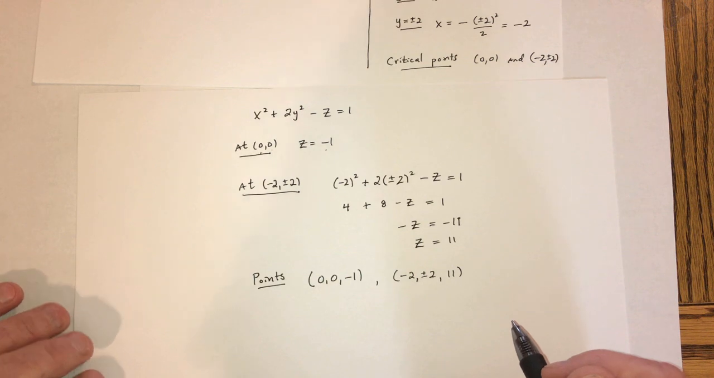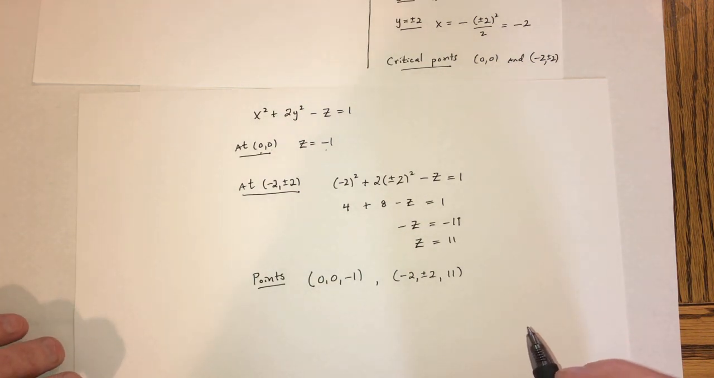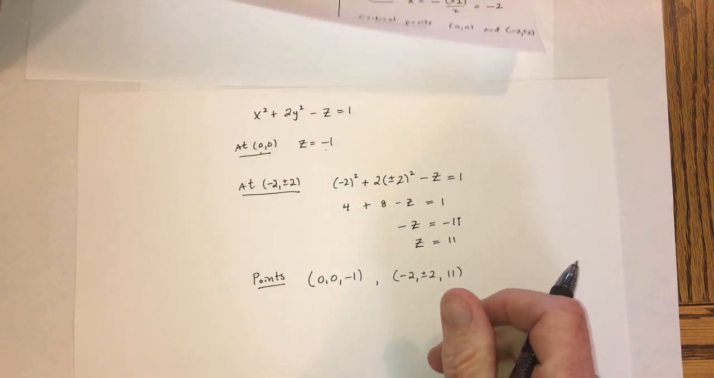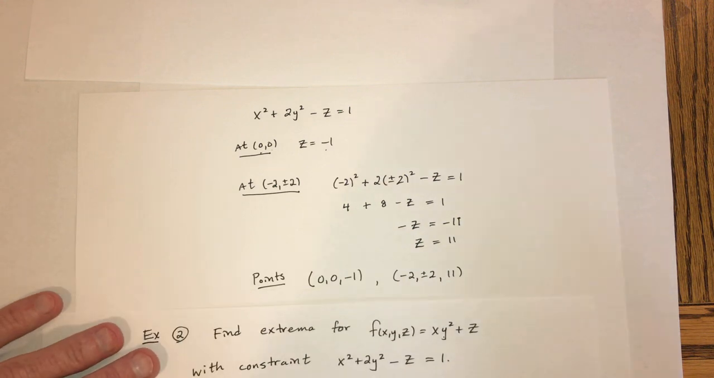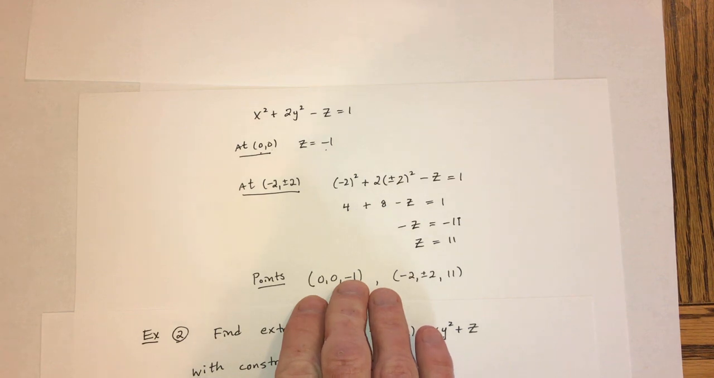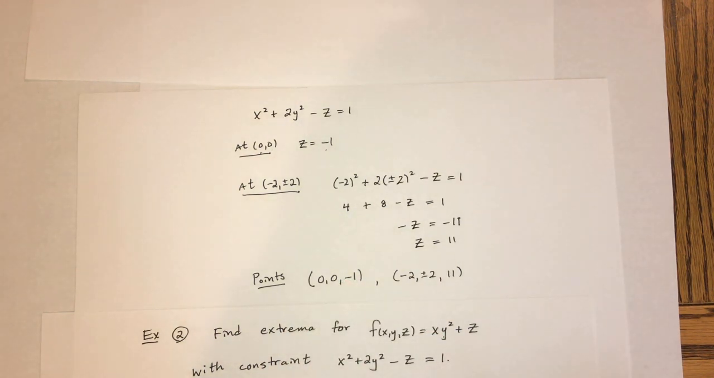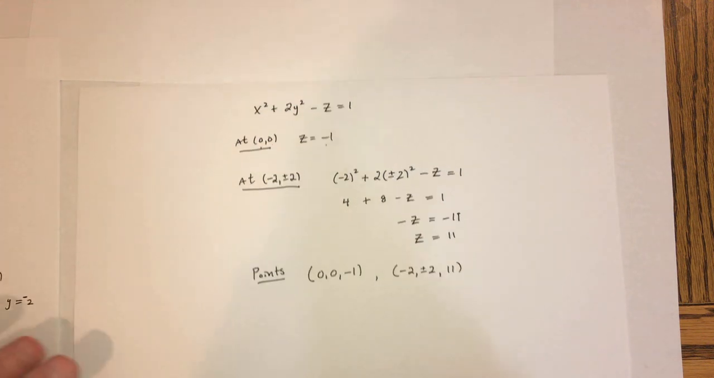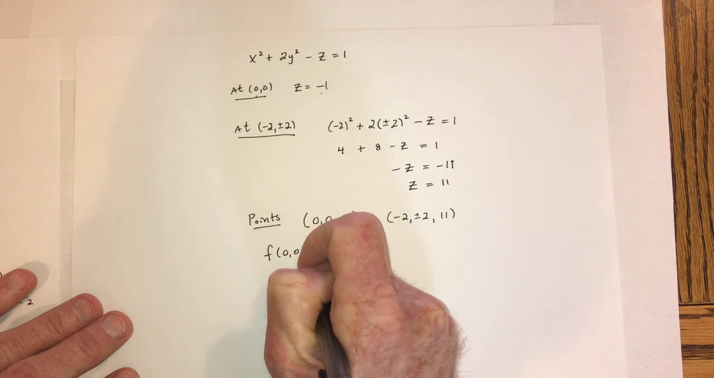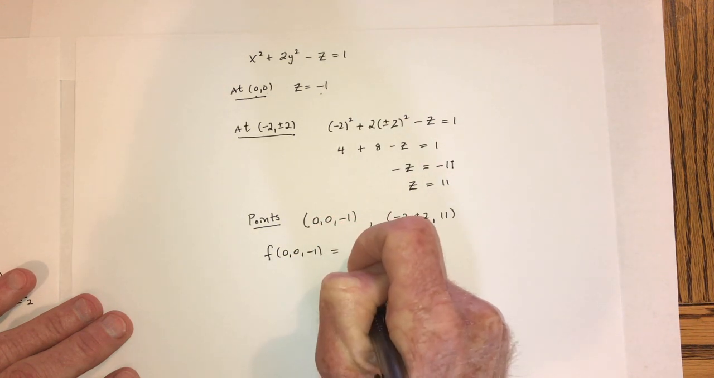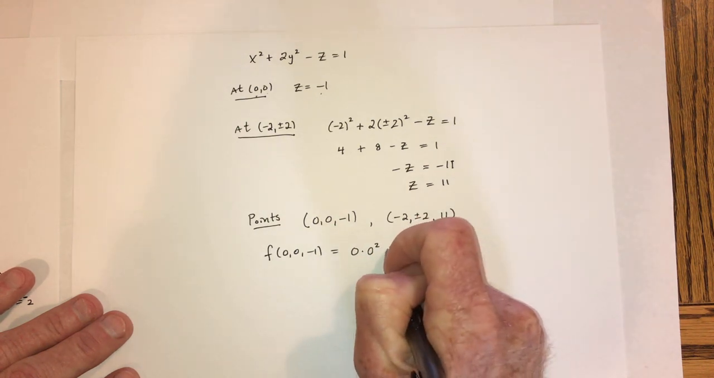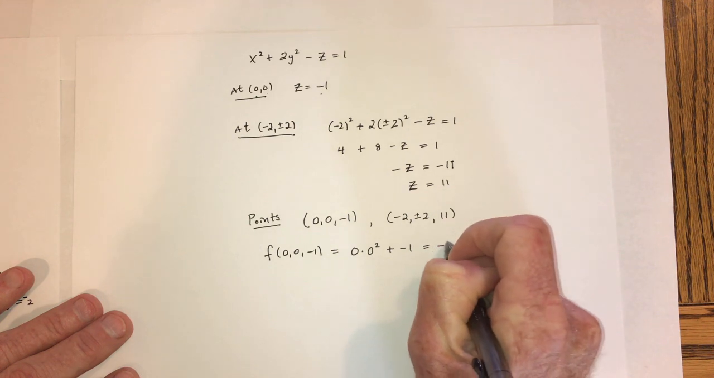Now, we still need to find out, are these minimums or maximums, and we have to find out what the function value is. So we need to go back to the function right here, and then substitute in these, and then we still need to figure out if it's a minimum or a maximum. So f of 0, 0, negative 1 will be x times y squared, and then plus z. So that equals negative 1.